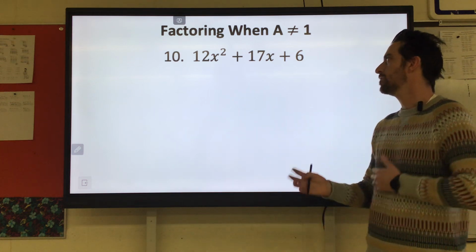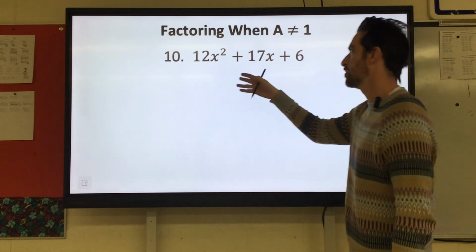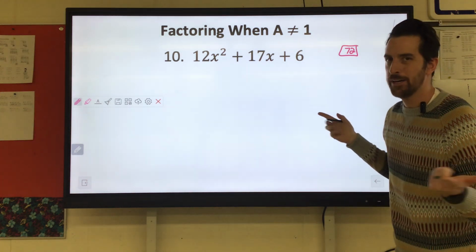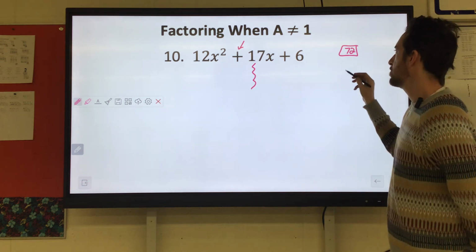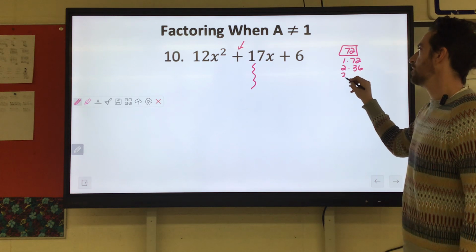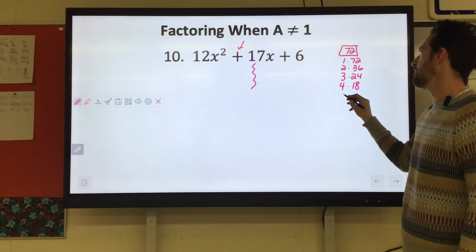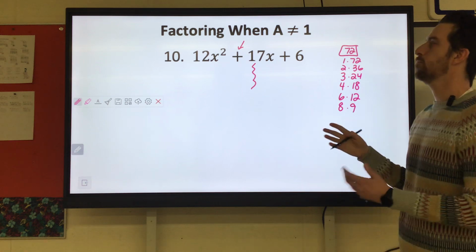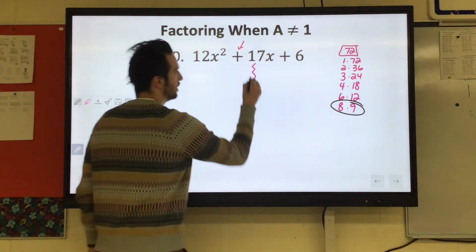12x squared plus 17x plus 6. All right. No common factor. 12 times 6 is positive 72. Both plus or both minus. In this case, they add up to positive 17. That means they're going to both be plus. So 72, we could have 1 times 72, 2 times 36, 3 times 24, 4 times 18, 5 doesn't go in there. 6 times 12, 7, no. And then 8 times 9. We need the set that gives us 17, and that would be the 8 and 9.